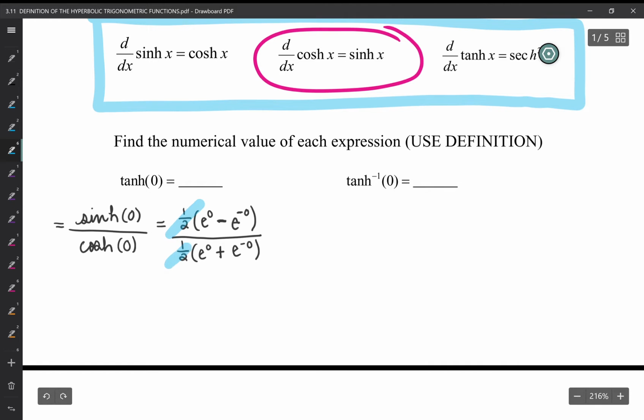Our 1/2s will divide out, so we are left with e to the 0, which is 1, minus e to the negative 0, which is also 1, over 1 plus 1, which is equal to 0 over 2, which is 0. So the hyperbolic tangent of 0 is 0.